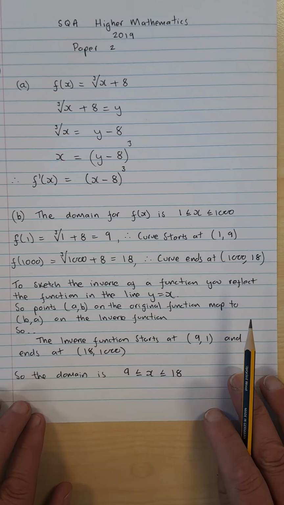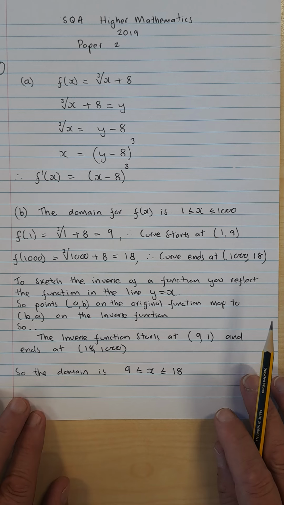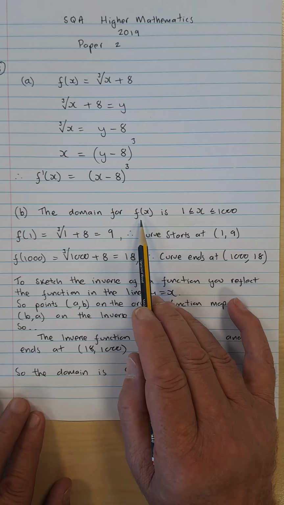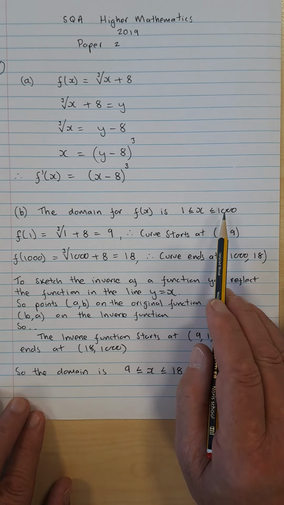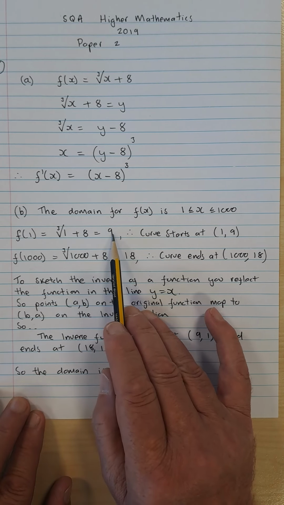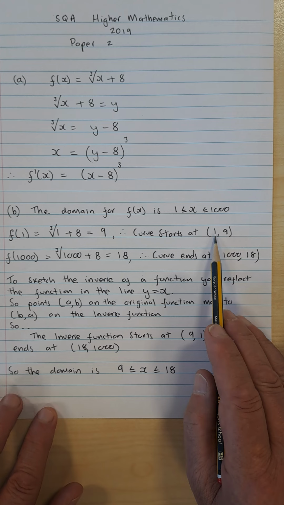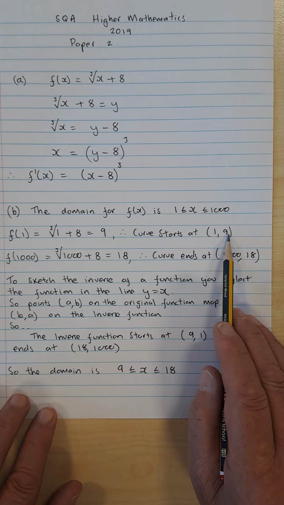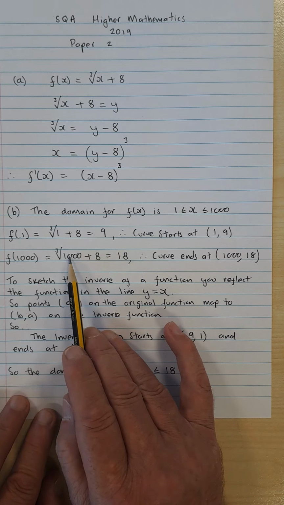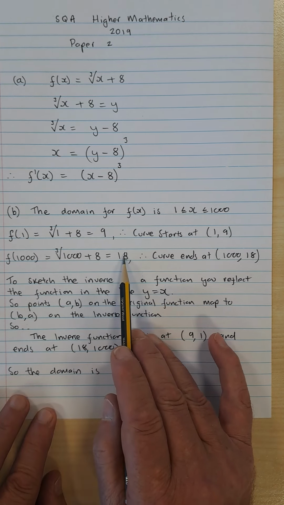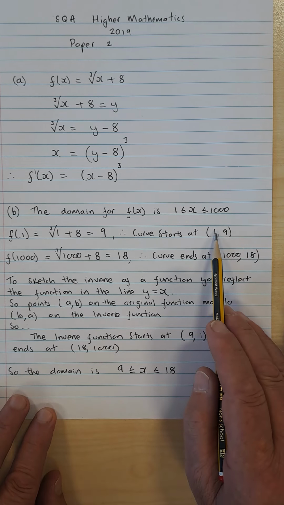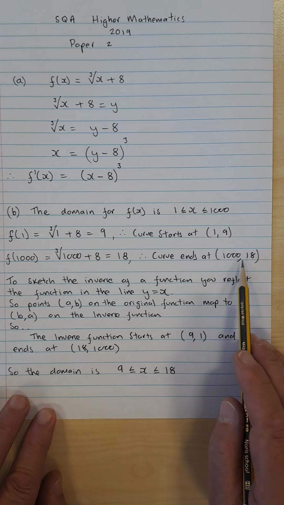Okay. For part B, for the domain, well, let's check out the domain of f of x first of all. Well, it's 1 to 1,000. So at one end of the graph, f of 1 is the cube root of 1 plus 8, gives you 9. So this curve here, the original curve starts at 1, 9. Where does it end? F of 1,000 is the cube root of 1,000, which is 10, plus 8 gives you 18. So the curve ends at 1,000, 18. So this one starts at 1, 9 and it ends at 1,000, 18.